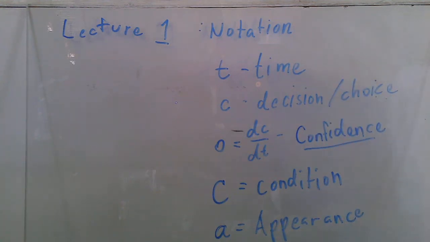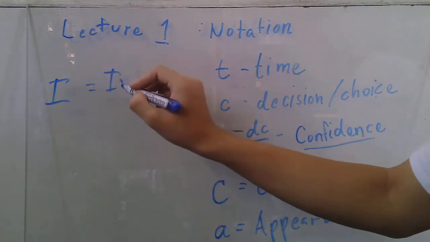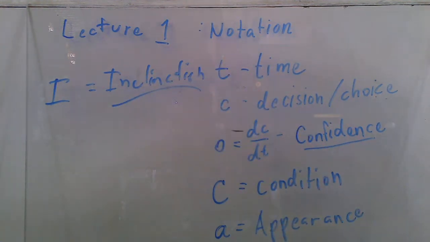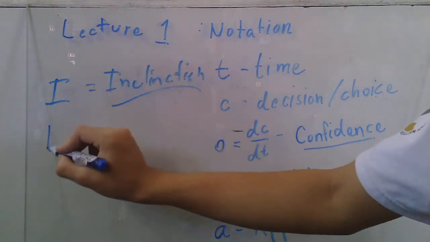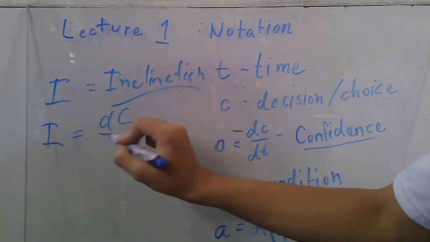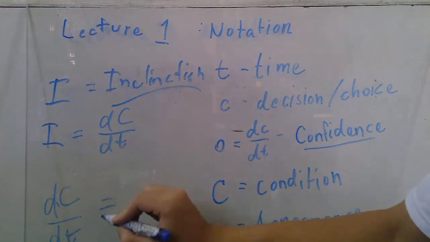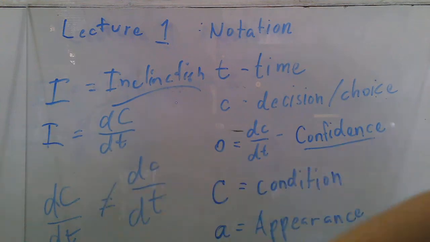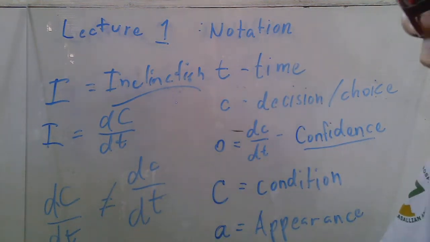Next, we have inclination, which is capital I. Inclination is basically the rate of change of the condition with respect to time. So how inclined he feels at the moment. So I is equal to d capital C over dt. D capital C over dt is not equivalent to d small c over dt. I need to make that distinction. And that's I. Next we have wearability.